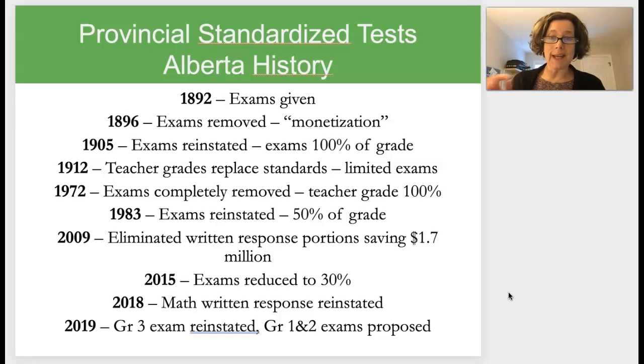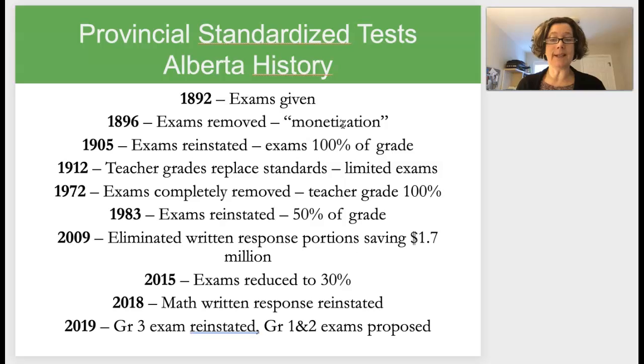I apologize for my geekiness on this, but I actually went back and looked at provincial standardized tests in Alberta, to get a sense of the ebb and flow of standardized testing. So in 1892, exams were given. In 1896, exams were removed because of monetization. Basically, they ran out of money. 1905, exams were reinstated, and they were 100% of the grade.